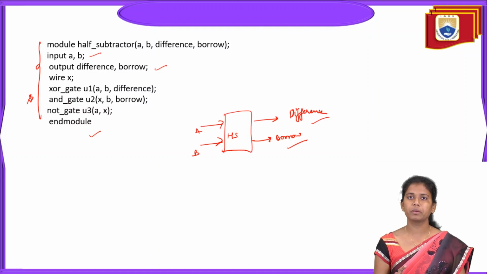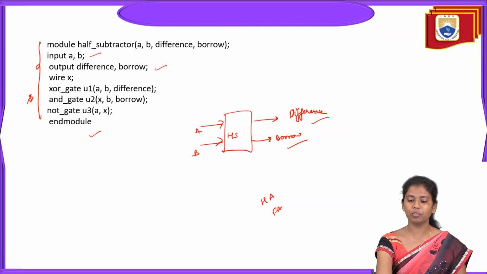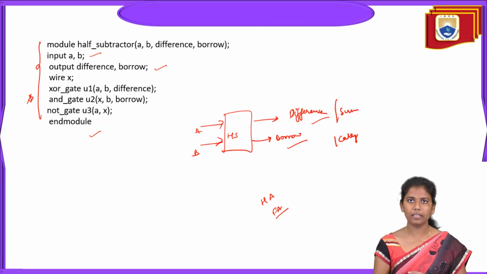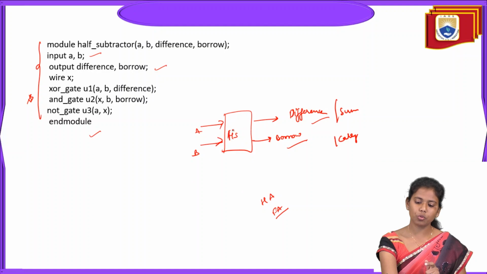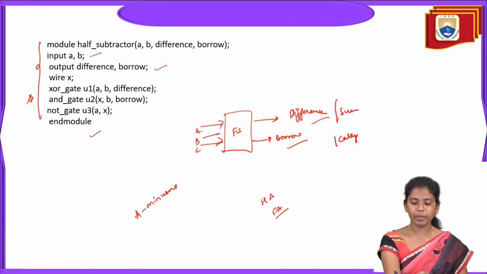But one thing you have to remember is that the same replica applies to the half adder or full adder. If you are considering the half subtractor, the same scenario you will find in the full adder as well. Only the thing is, in the full adder you have the sum and the carry. And if you are going for the full subtractor, remember that in the full subtractor you have A, B, C as the inputs. A is the minuend and B is the subtrahend.